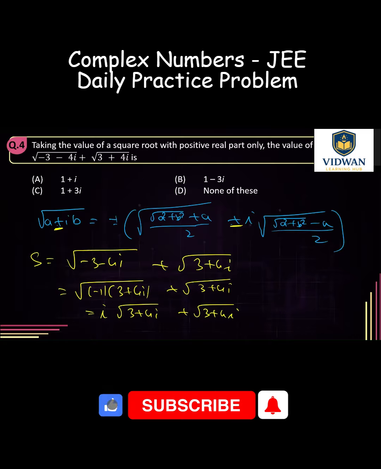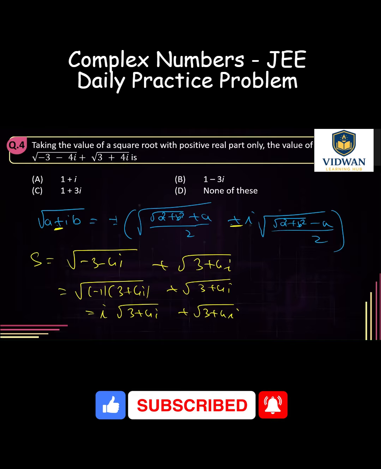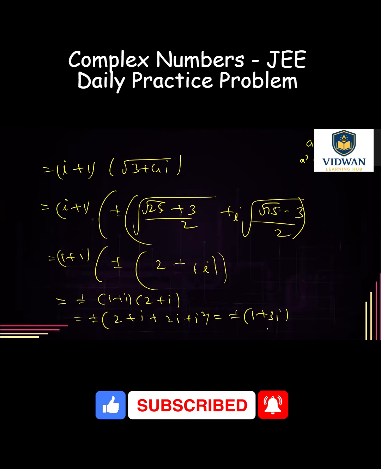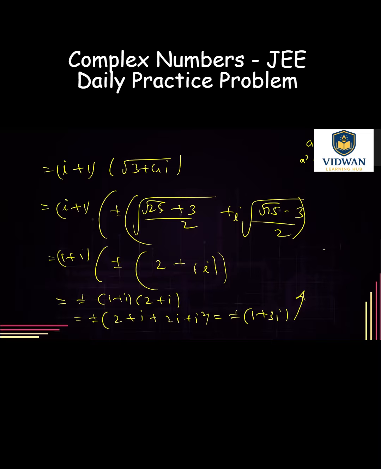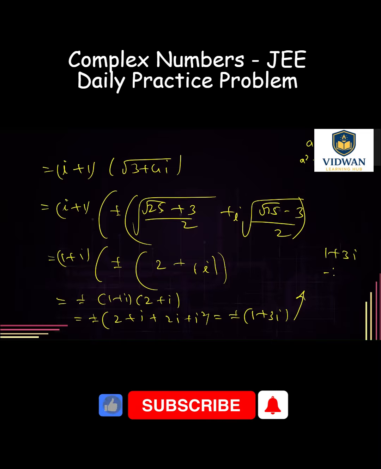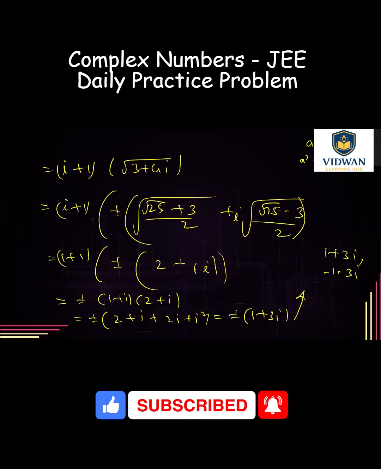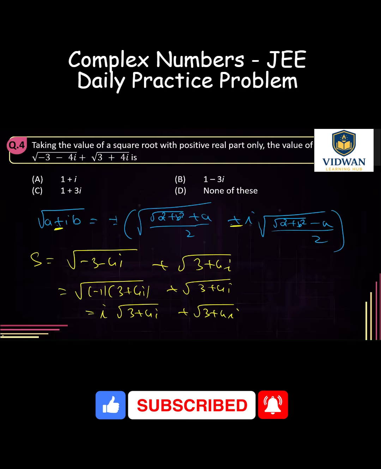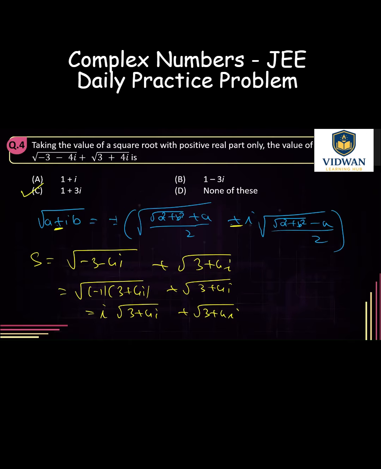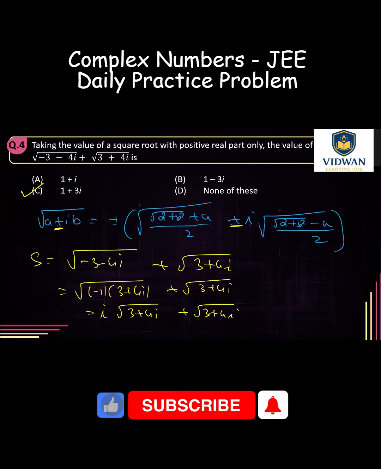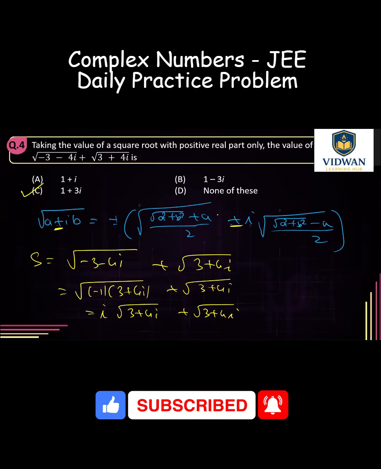And they have asked us to take the value of the square root with the positive real part. So out of these answers, there are two answers here, 1 plus 3i and minus 1 minus 3i. So if you want positive real part, the answer is 1 plus 3i. So we can mark C option because you wanted the real part to be positive. Minus 1 minus 3i is not in the options, and anyway that doesn't have positive real part, so we'll have to mark C as the answer.